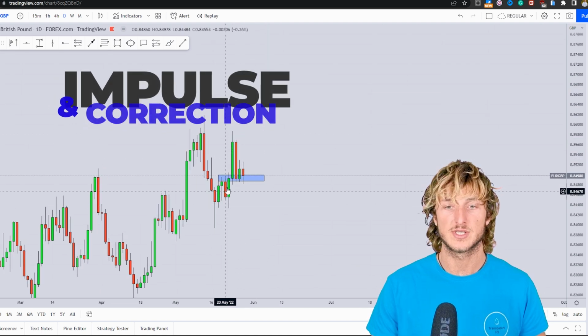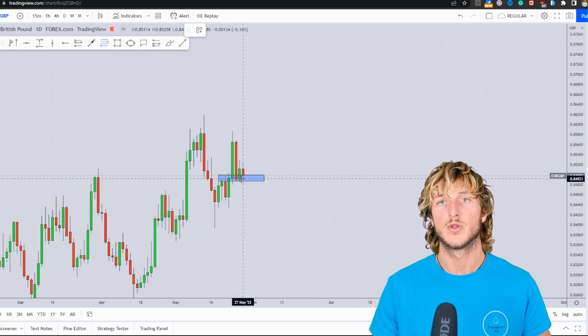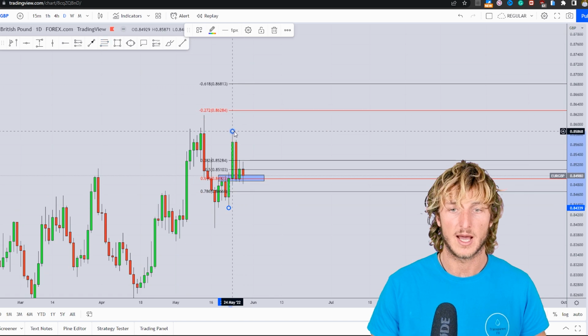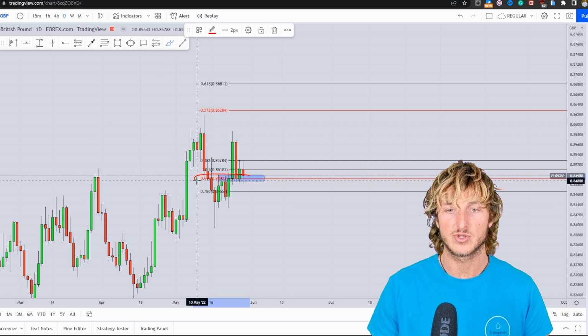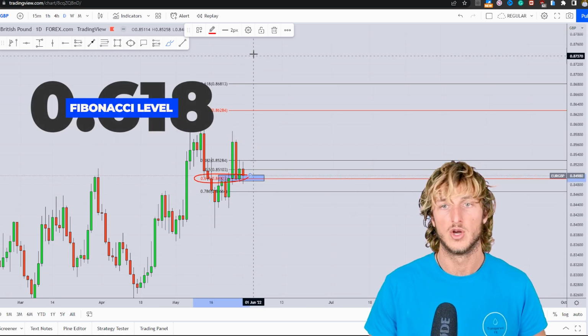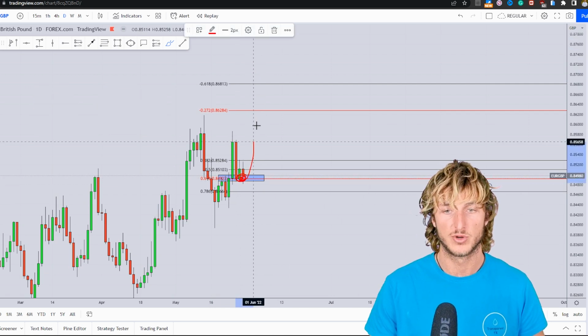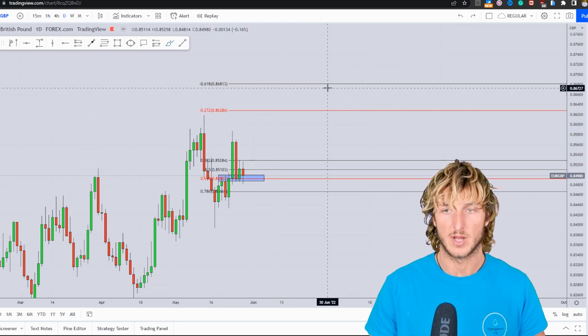We must also notice how we have an impulse and correction. And in general, after the impulse, if you want to measure the correction, you have to take your Fibonacci from the low to the high of the impulse. And if we do that, we can see how the market has just retraced exactly to the 0.618 Fibonacci taken on this daily impulse, which is once again a strong demand and support area that we do expect this market to reject to the upside.